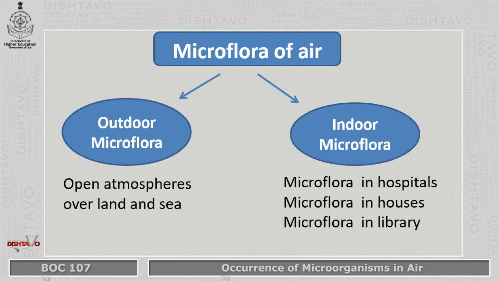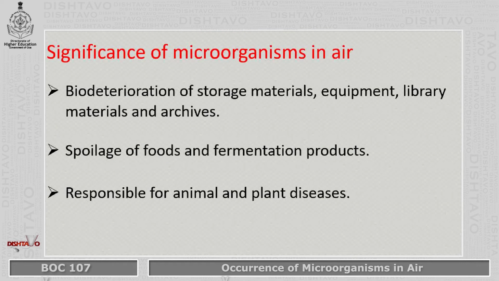Microflora of the air can be studied under two heads: outdoor microflora and indoor microflora. Both are important. Outdoor microflora deals with the study of microorganisms present in the open atmosphere over the land and sea. Indoor microflora deals with the organisms present in the air of hospitals, houses, and libraries. In the hospitals, the air may contain a lot of pathogens which can cause disease. In the houses, even though they might appear to be clean, they contain a lot of spores. Libraries contain lots of books, so there are many cellulose degrading organisms.